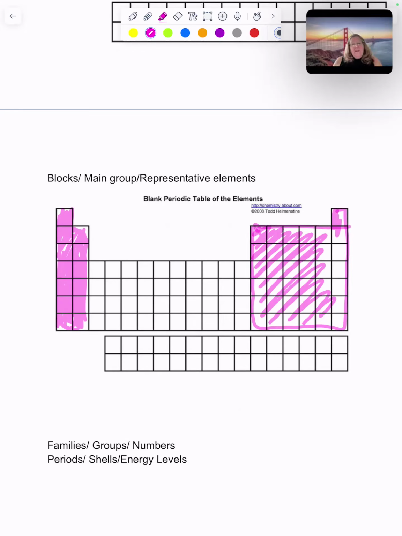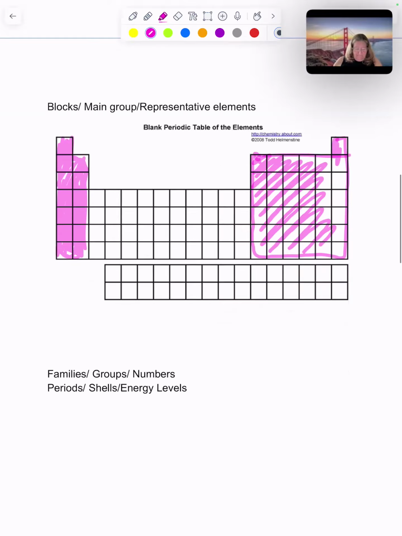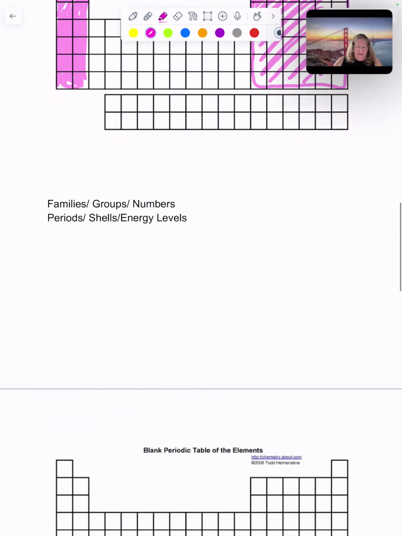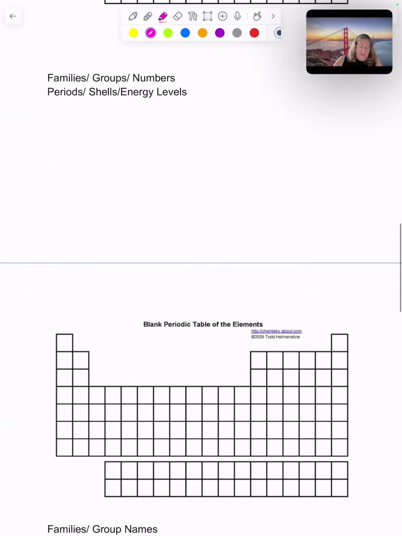The next thing we have are families, groups, numbers, things like that. Okay, so we're going to go here and we're going to talk about families, groups. The columns are called families or groups. So these things that go up and down.